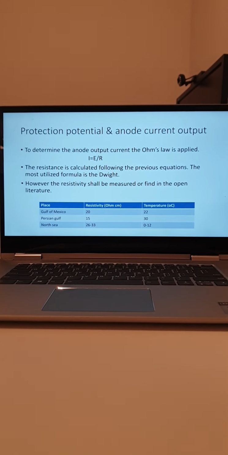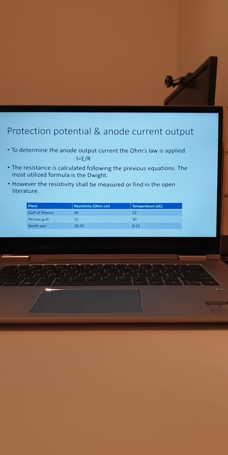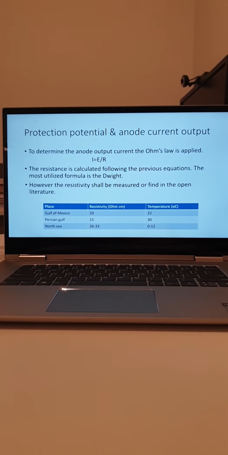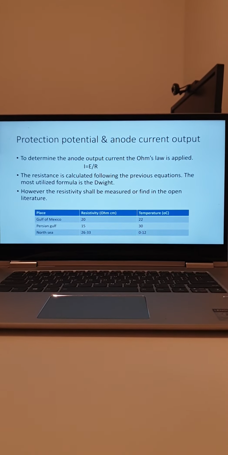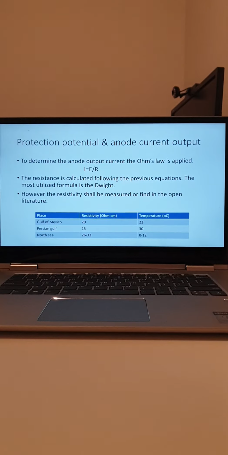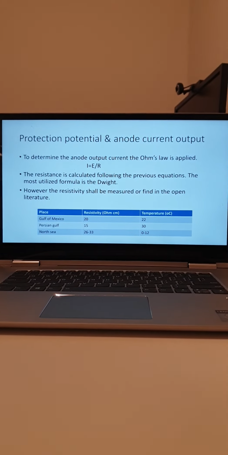But there are more equations. We need to determine the number of anodes. We need to determine the size of the anodes, and we need to determine the life of the anode. And we need to calculate some other stuff. So they will come in the next videos.